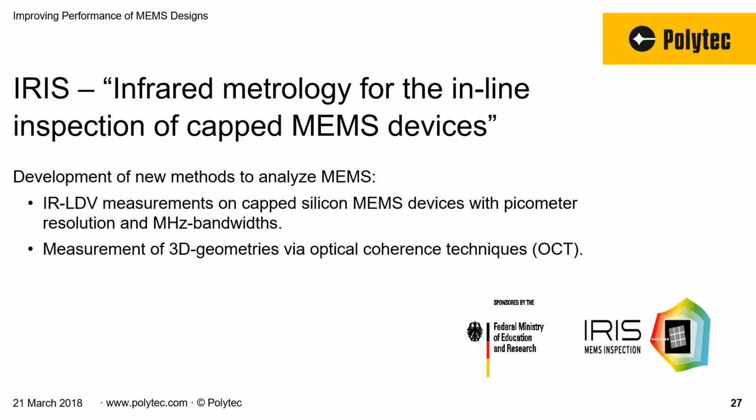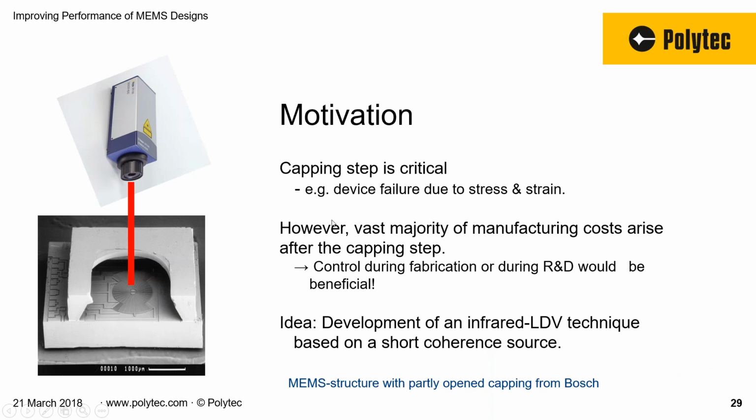Here the goal is to develop an infrared vibrometer where we can shoot the laser through the silicon cap and do the same measurement inside encapsulated devices. This project is called IRIS, Infrared Metrology for Inline Inspection of Capped MEMS Devices. The idea is to do the same vibrometry measurements for encapsulated devices. Here's the concept: use our laser vibrometer and shoot it through the top cap. You can see a cap surface there with a cutaway showing the device, and we actually target the laser on the device underneath to do the same dynamic characterization.